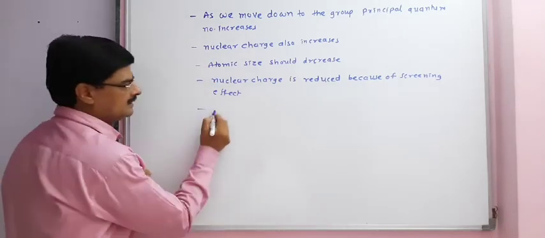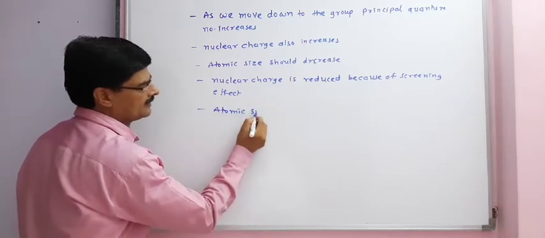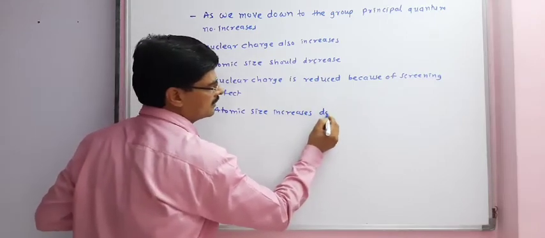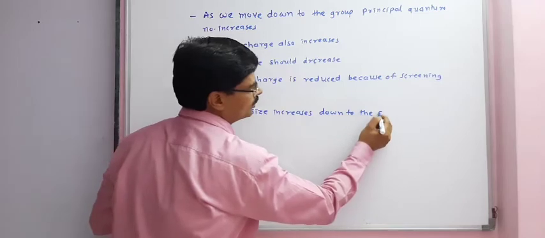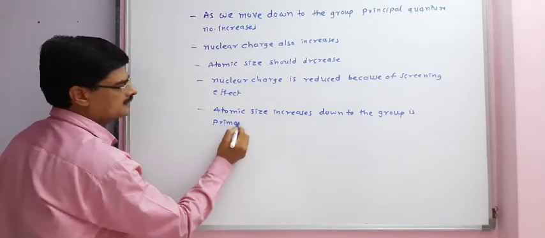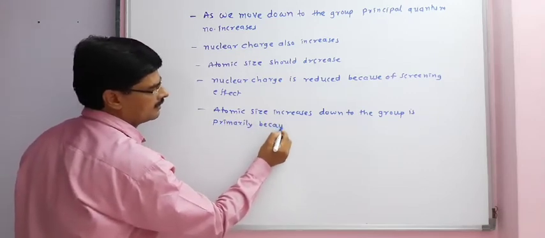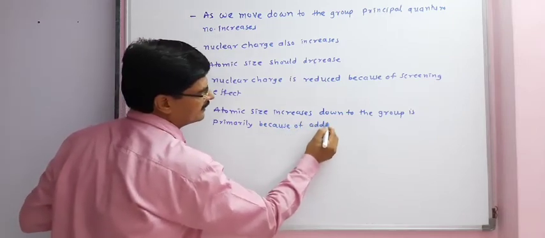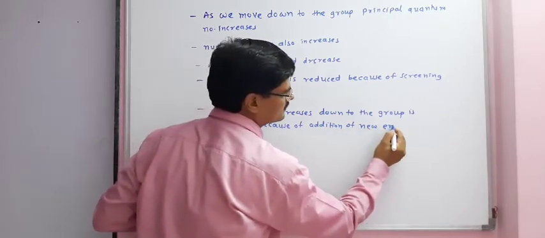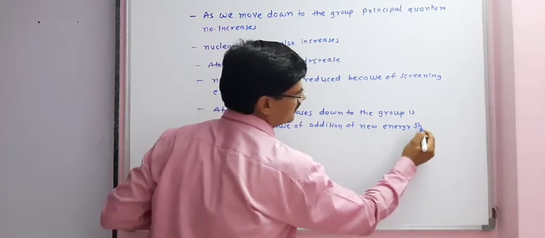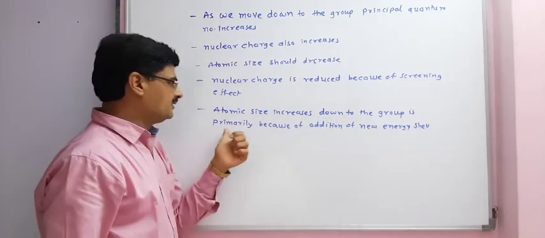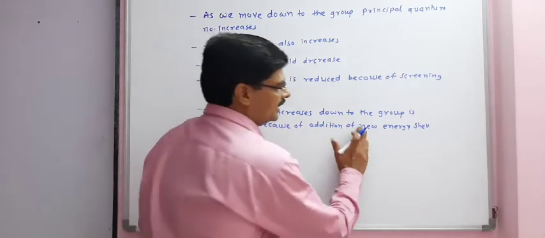So we can write atomic size increases down the group, and this is primarily because of addition of new energy shells. Atomic size increases down the group is primarily because of addition of new energy shell.